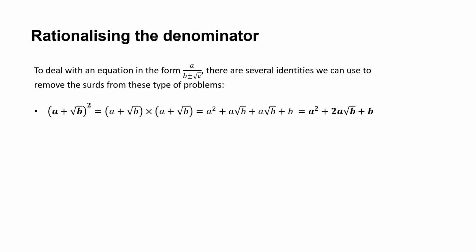And the reason for this is that it is root b squared. Root b squared is just b, but obviously a squared is a squared. So when we simplify this, we get a squared plus 2a root b plus b.